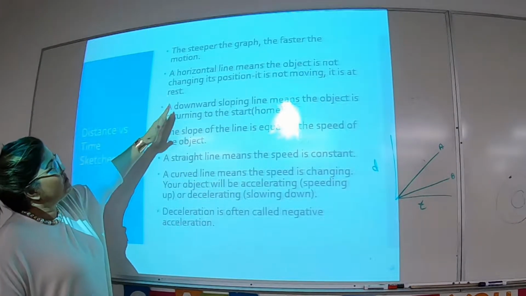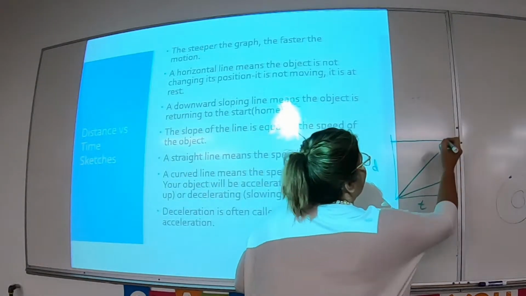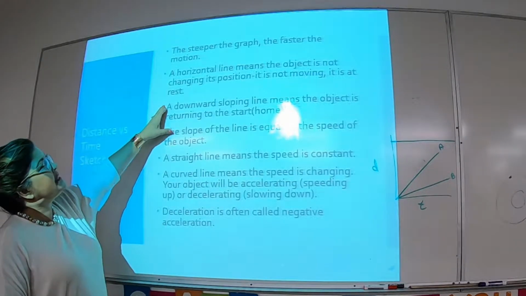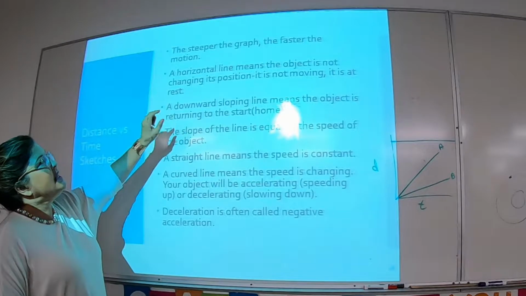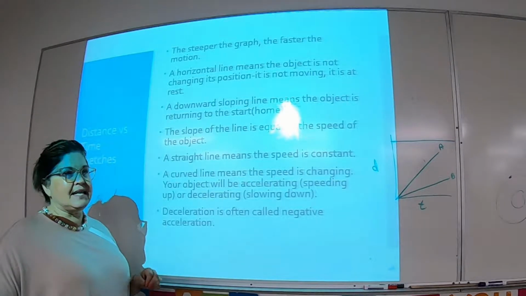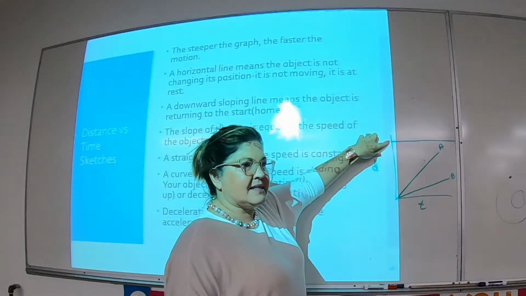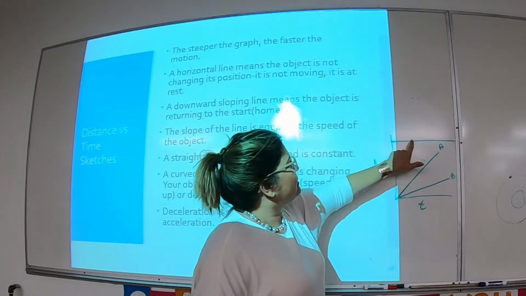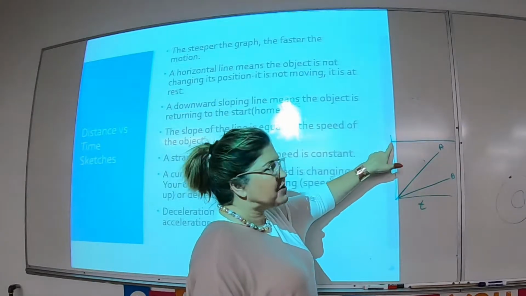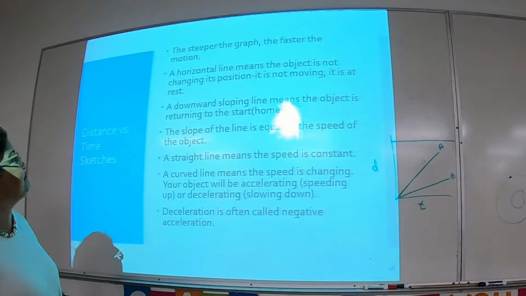Next one, a horizontal line, and when I'm talking about a horizontal line, that's what I'm talking about. A horizontal line means the object is not changing its position. It is not moving, it is stationary. So on the side here, this axis says position, and if it's horizontal, I am not changing. Time is going by, but I am not changing my position for a horizontal line.